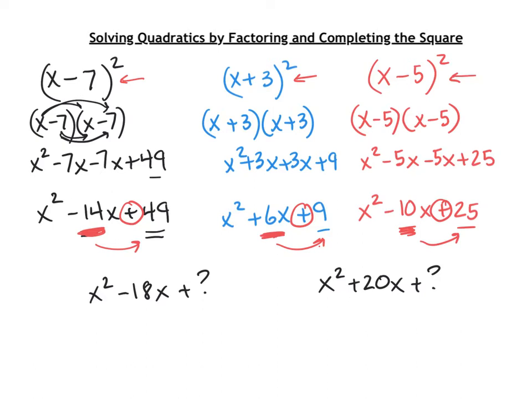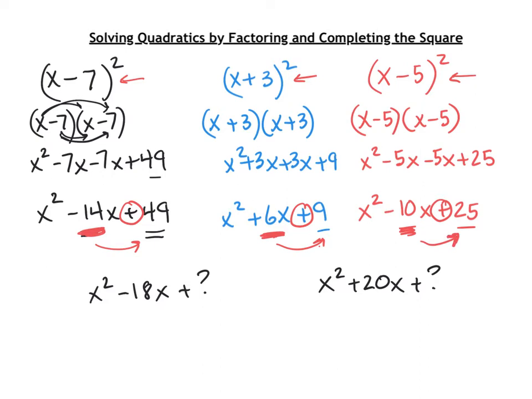Well, the 14, notice that if you take half of it, 7, and square it, you get 49. The 6, notice if you take half of it, 3, and square it, you get 9. The minus 10, again, this is the trick. Take half of it, negative 5, square it, you get positive 25. You don't really have to worry about the negative because when you square it, it becomes positive.